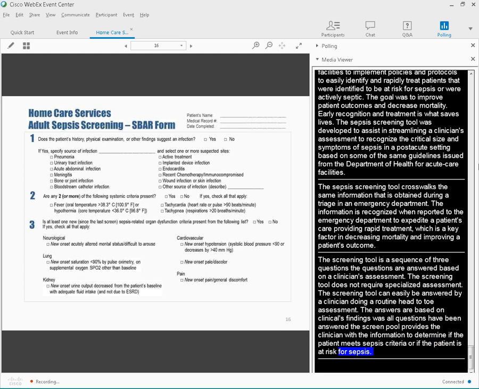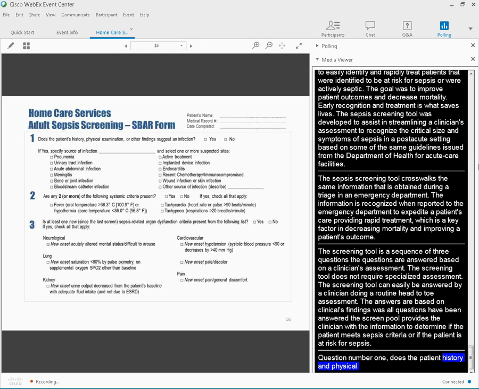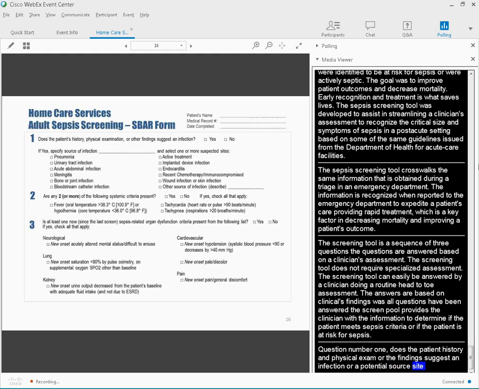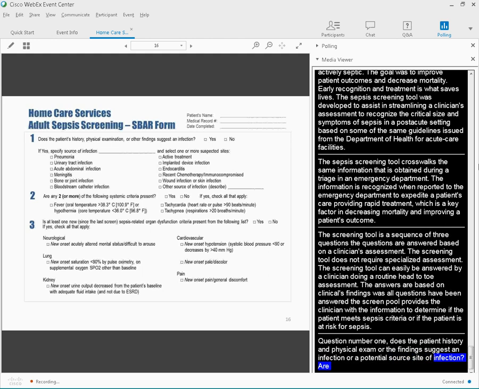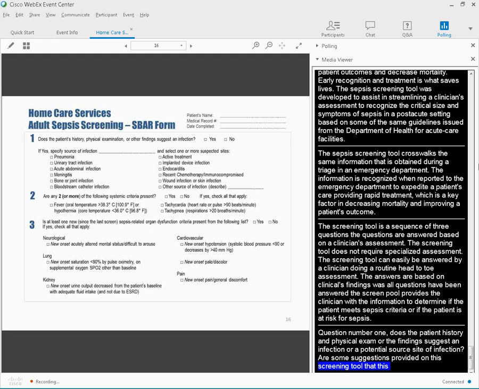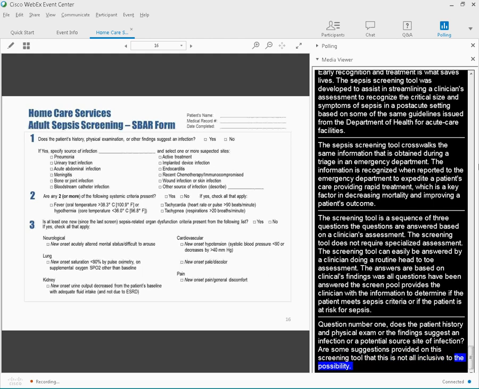Question 1. Does the patient's history, physical exam, or other findings suggest an infection or a potential source site of infection? There are some suggestions provided on the screen tool, but this is not all-inclusive to the possibilities. Some of the obvious source sites for infection are Foley catheters, immunocompromised patients, and open wounds.